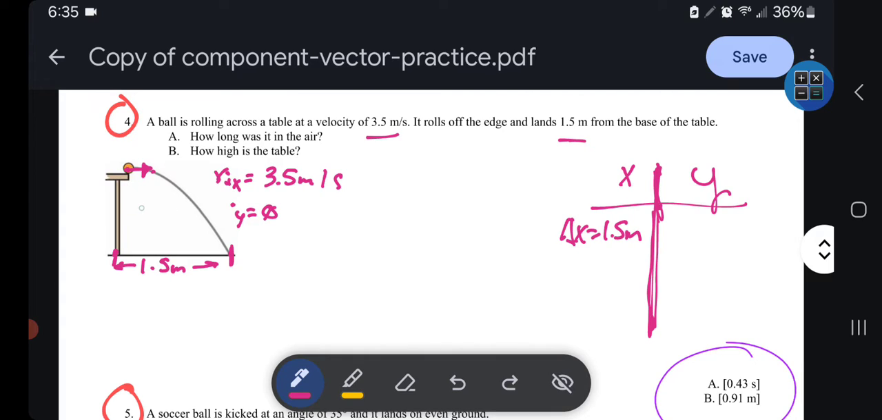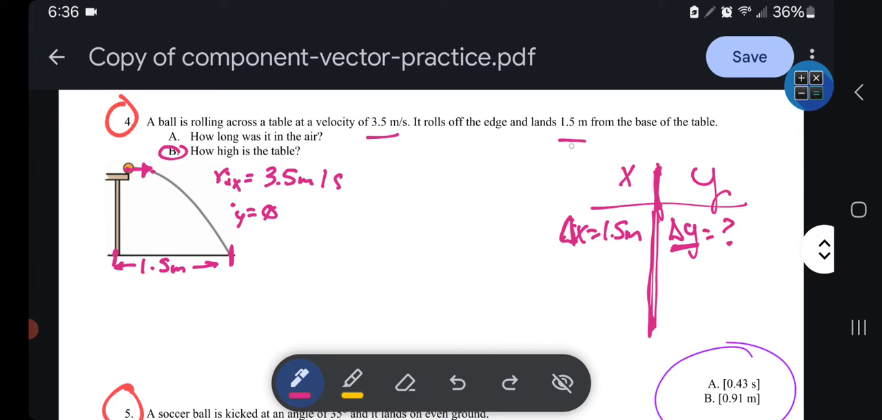My delta Y is how tall the table is. And it doesn't tell us, and it's actually looking for it in part B. So delta Y is what we're going to look for at one point here. How long is it in the air? Now because we know the distance it goes in the x, and we know its initial velocity in the x, and we know the acceleration in the x, we can find that, and we can also utilize mostly our y.